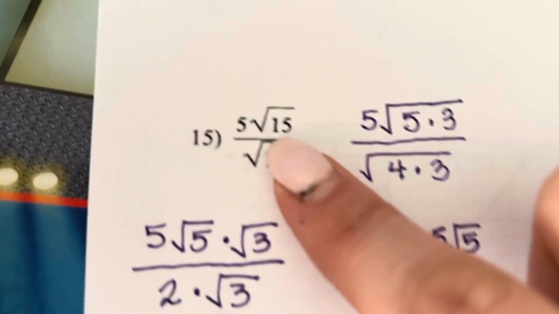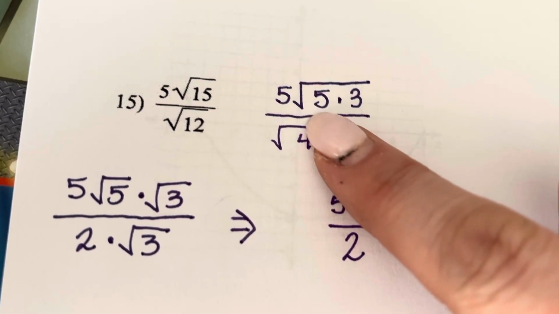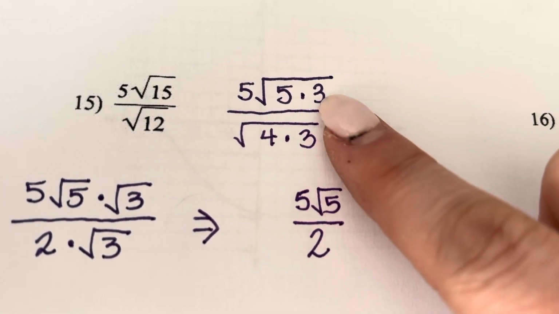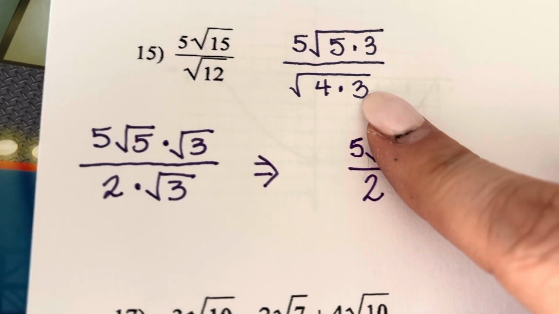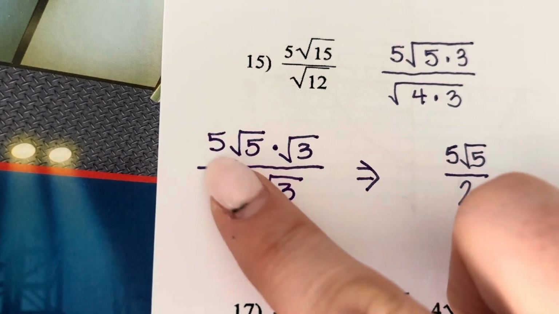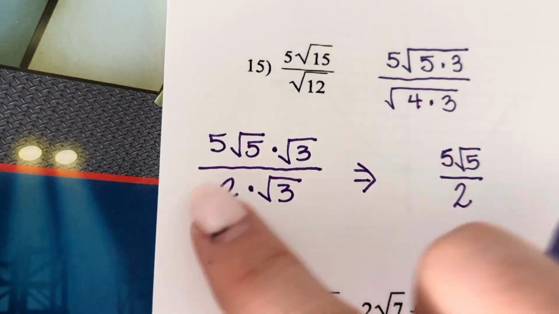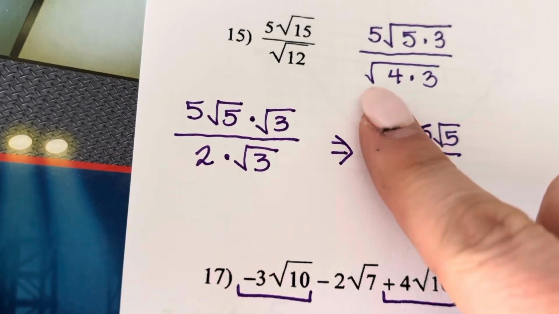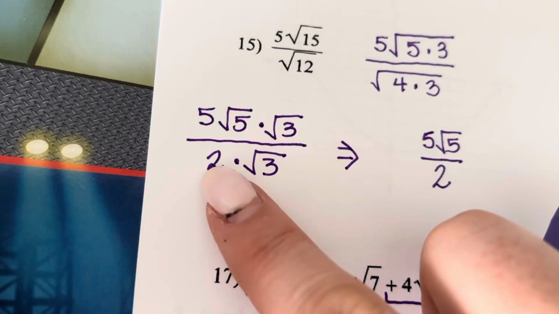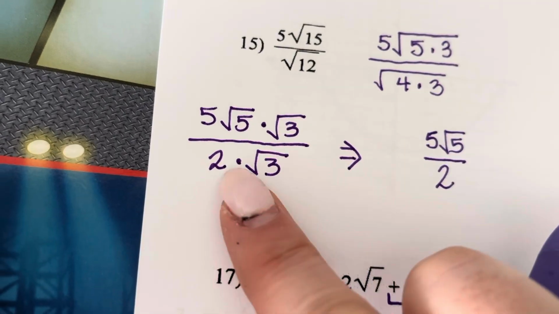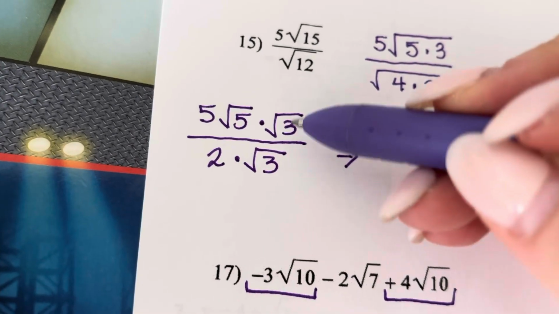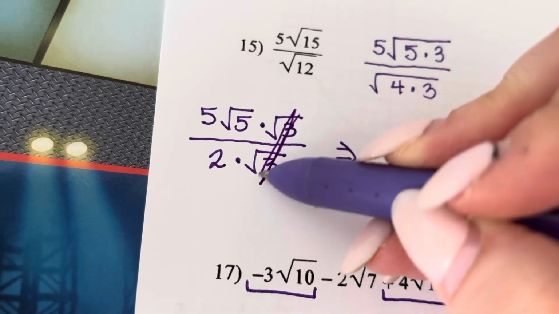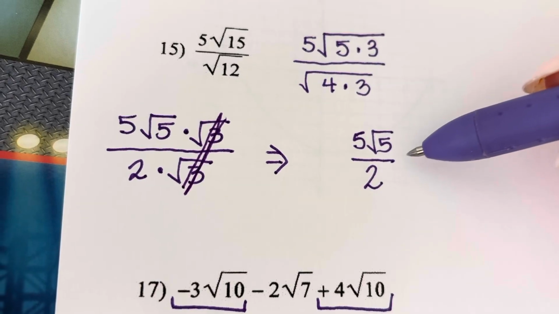If I come over here, 5 times the square root of 15 is 5. Square root of 15 is 5 times 3. Square root of 12 is 4 times 3. I separate it to look like this. This right here is the same as this. This, I pull that 4 is a 2. So I pull it out. 2 times the square root of 3. Well, those square roots of 3, that turns to 1, leaving me this as the answer.